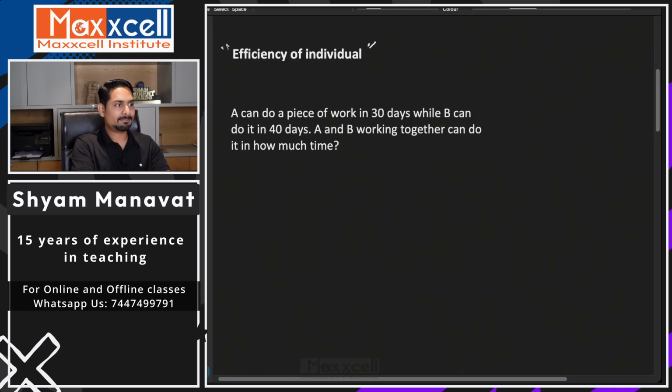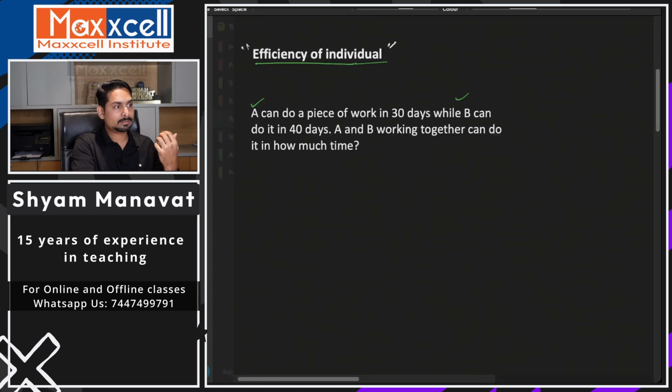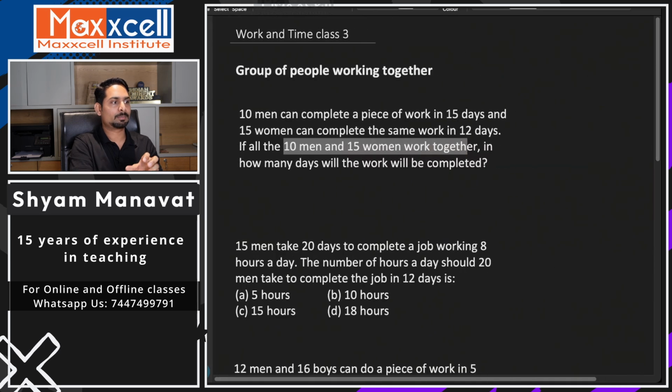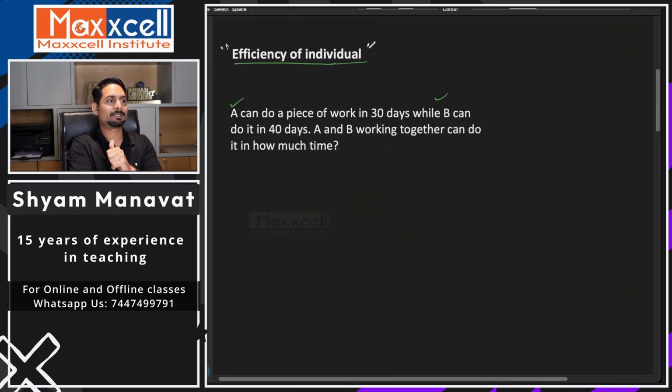Whenever we have a question on efficiency of individuals, it means names of individuals are mentioned. You can see A's work is given, B's work is given, and the time together is asked. So you have individuals there, compared to a group of people, where 10 men are working together and 15 women are working together. That's a different type. In today's class, we'll address this problem, efficiency of individuals. So let's see how to do it.